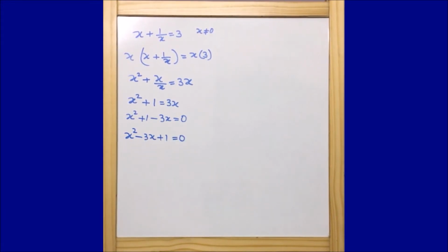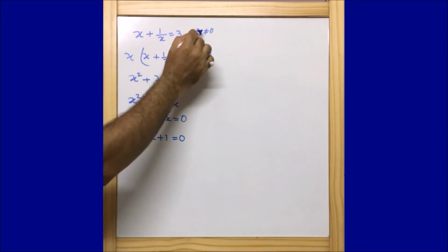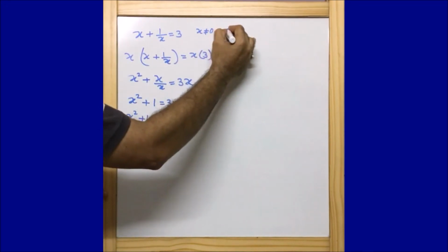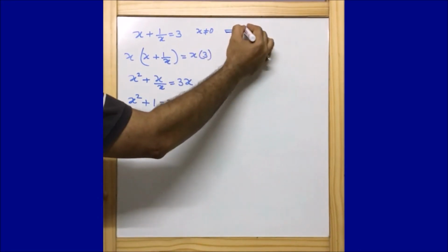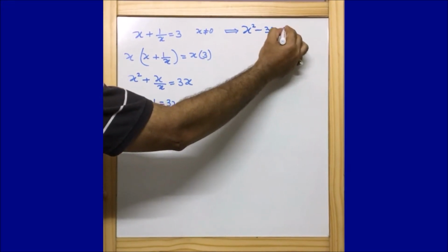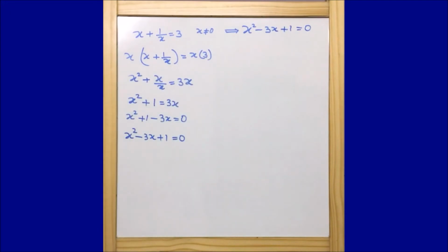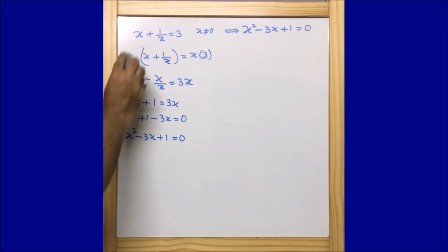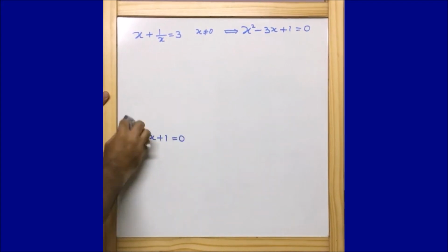So guys, you could see that from x plus 1 by x is equal to 3, x is not equal to 0, we are able to derive the quadratic equation, which is x to the power 2 minus 3x plus 1 is equal to 0. We are now going to solve the resulting quadratic equation that we got, x to the power 2 minus 3x plus 1 is equal to 0, to find out the roots of the quadratic equation if it exists.